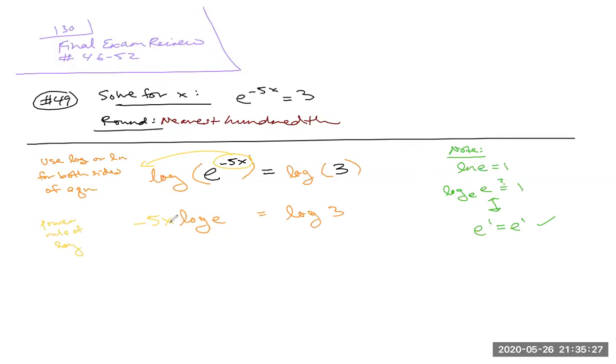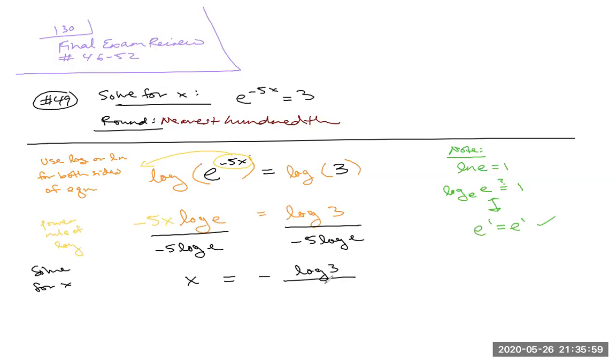Remember, you're trying to isolate x, so just divide out all the stuff that's not x. So let me put simplify, or solve for x is fine. Okay, so I'm going to divide both sides by negative 5 log e. So I have x equals negative log 3 divided by 5 log e.